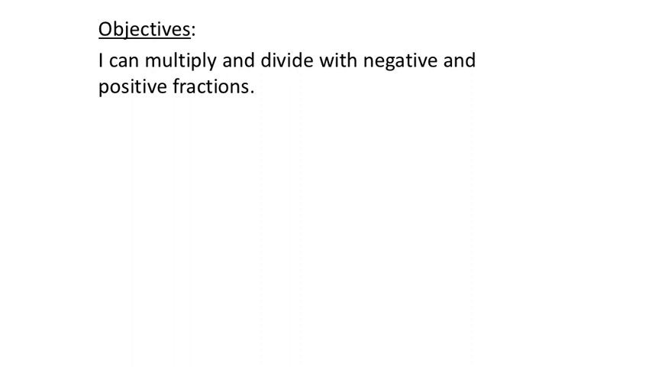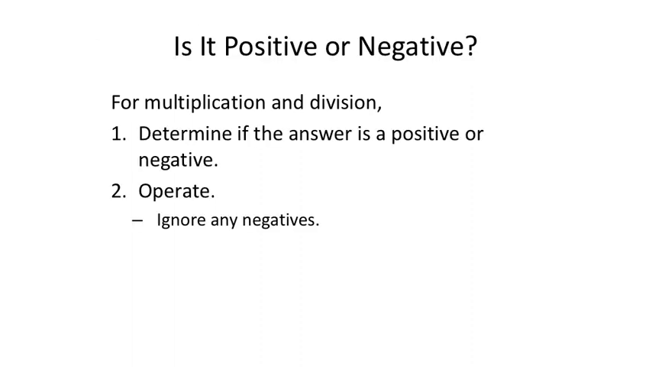But the good news is if you have your multiplication and division rules down for negatives, it's a cinch, because when we do these problems, the first thing we're going to do is just decide if the answer is positive or negative, and then ignore all negatives. Like I was saying, the first thing I want to decide is, is my answer going to be positive or negative? Because if we can determine that, then we can ignore all the negatives completely, and then we operate as though there were no negatives present at all.